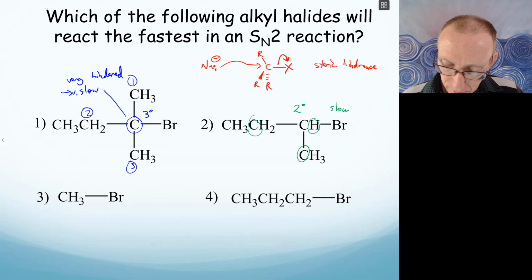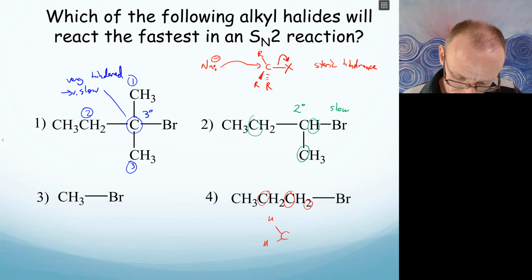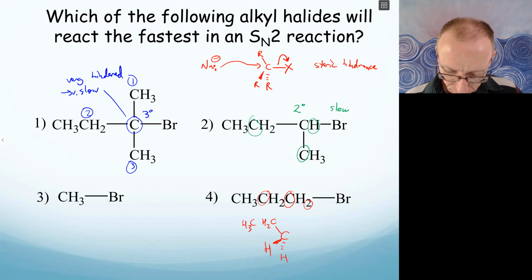And then I'll skip down to number 4 here. We've got a carbon atom with 2 hydrogens and 1 carbon substituent. So that would look like hydrogen. Let's do that again. Let's get rid of this. So there's our group there with the bromine. So that's a primary compound, so that'll be quite fast.